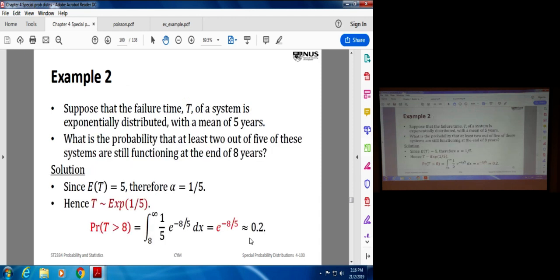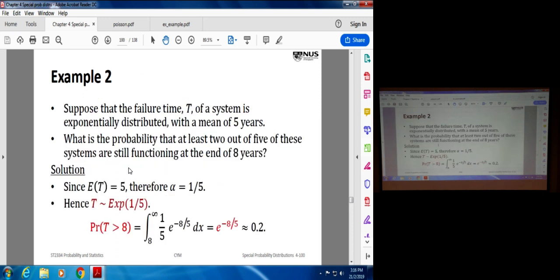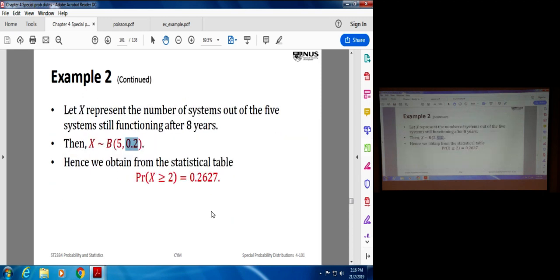You don't have to use 0.2. In fact, you should use e to the minus 8 over 5. So now the probability we want to compute is the probability that at least 2 out of the 5 are functioning. That's 1 minus the probability X is 0, minus the probability X is equal to 1.